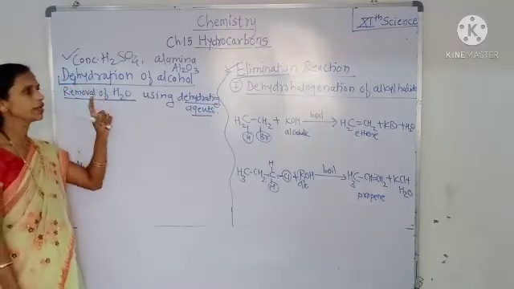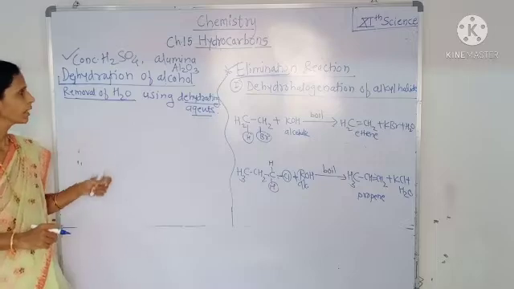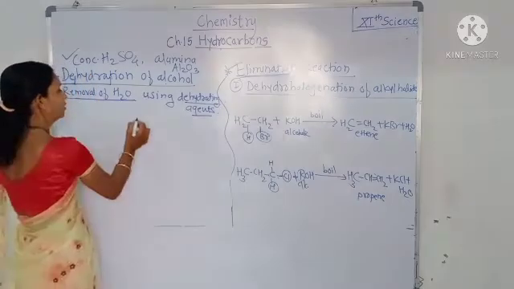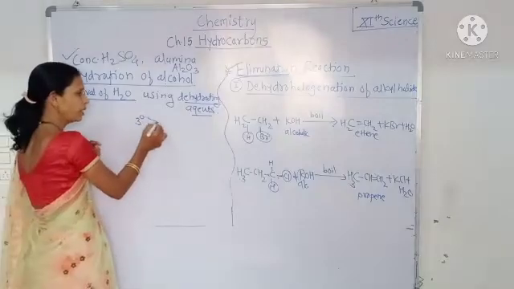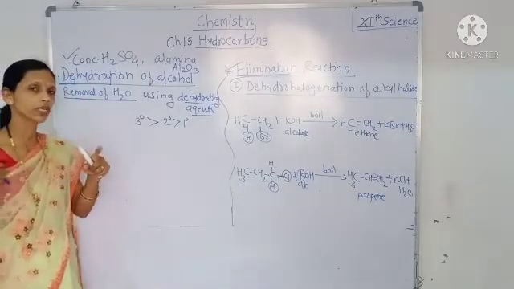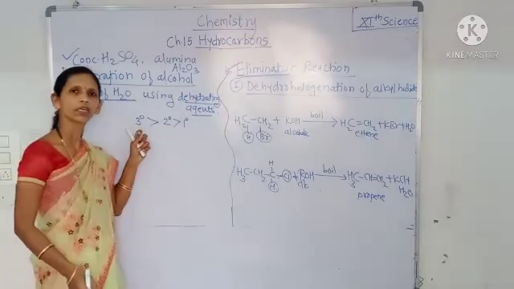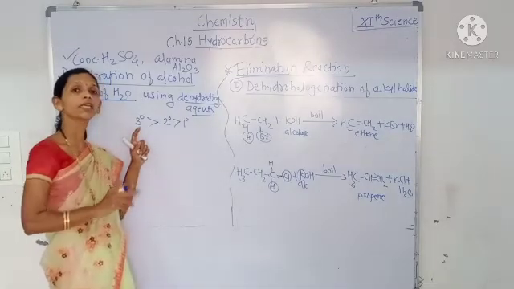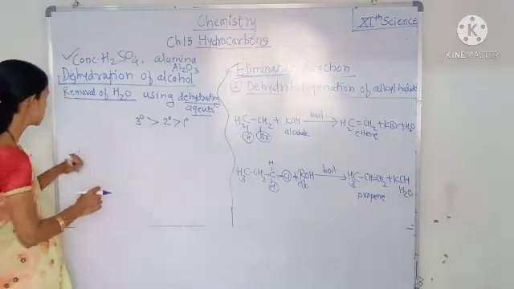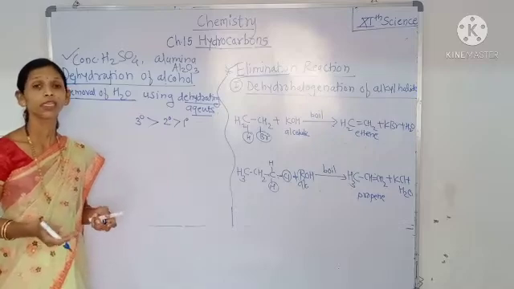Here dehydration of alcohol takes place using concentrated H2SO4, but the elimination reactions take place preferentially in tertiary compounds, then secondary and primary. That means preferentially the elimination reactions take place in tertiary alcohol or tertiary alkyl halides, then secondary and then primary compounds. That means a tertiary alcohol undergoes dehydration easily.